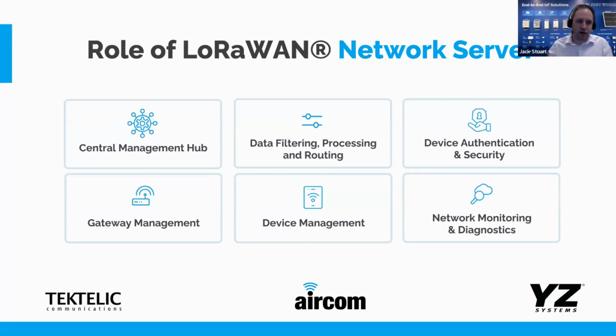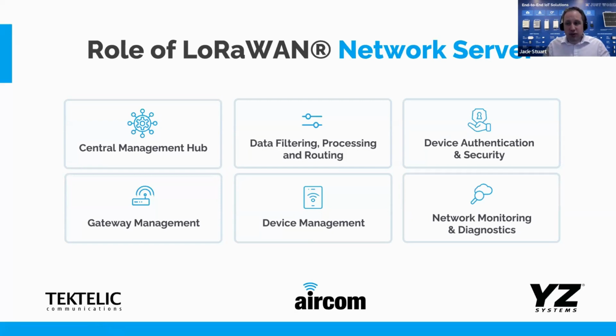One of the primary roles of the network server is data filtering, processing, and routing. When devices are transmitting packets into the network, the network server is responsible for processing these packets. Like I mentioned, the first thing it's going to do is evaluate whether the message being received is coming from an expected device in its network. If so, it will process this packet into the network and eventually on to the application. If not, it'll simply throw it away. So all of the data being transmitted by any LoRaWAN device will first land in the network server for processing before carrying on to the application.